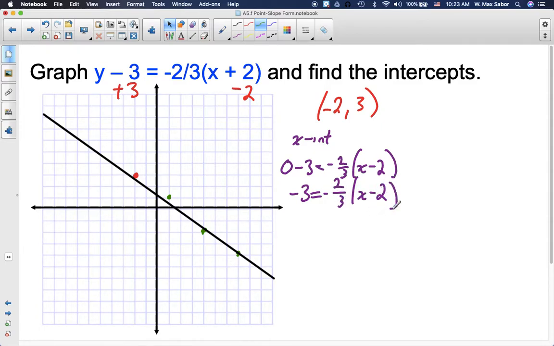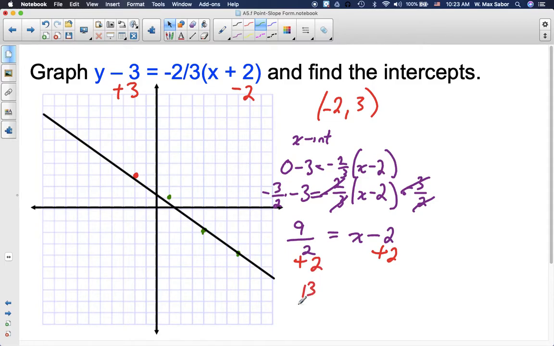Multiplying by negative 3 halves on both sides, we'll cancel out the negative 2/3, giving us positive 9 halves equals x minus 2. And then adding 2 on both sides gives us 13 halves is the x-intercept. Does that make sense?